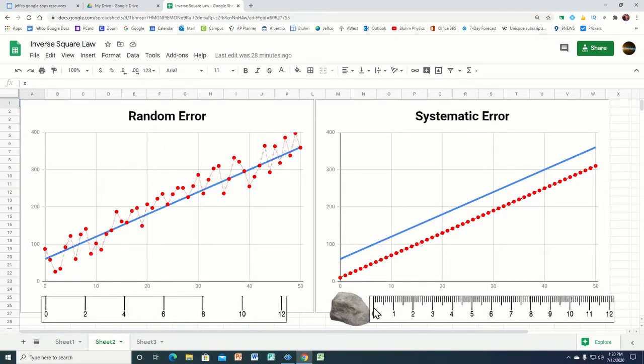A systematic error says maybe we had a much more precise ruler here, but as we were measuring the distances, we didn't notice that there was a rock between the ruler and the wall or something, so that the ruler was pushed off to the right, and every distance we measured was too short. But every distance we measured had the same amount of error in it, a little bit too short. And that's called a systematic error. So random error and systematic error.